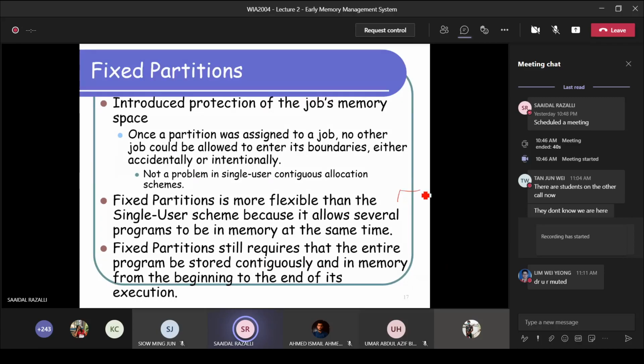Contiguously means that you have blocks side by side, following in sequence: block 1, block 2, block 3, block 4, and so on. So from beginning to end of its execution, it still requires that the entire program be stored contiguously. Okay, we will see that.